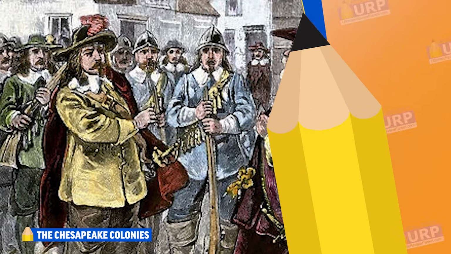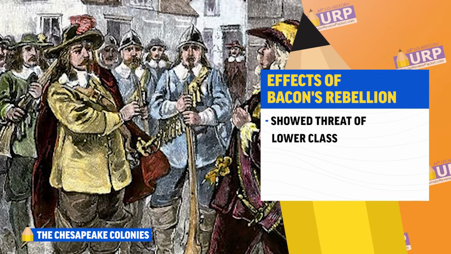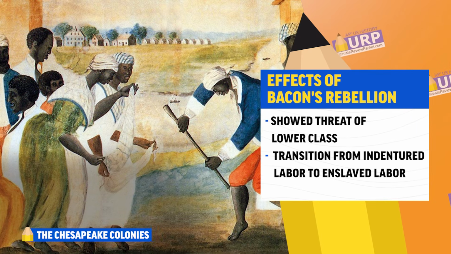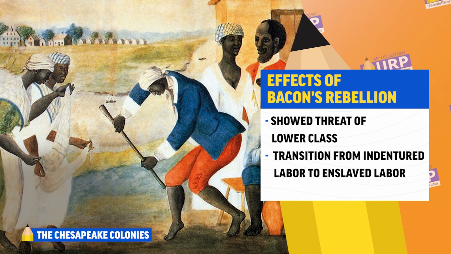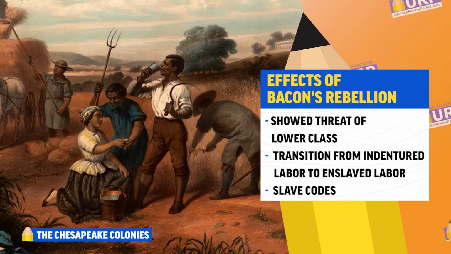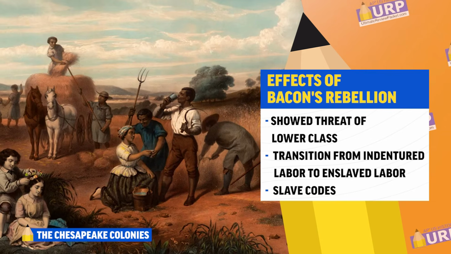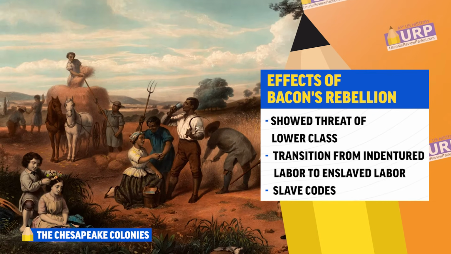Ultimately, the conflict highlighted the threat of the lower classes, especially those former indentured servants, to the power of the wealthy elites. This caused the colony to switch from using indentured servants to instead importing African enslaved laborers. Also after the rebellion, the elites attempted to further separate white and black laborers so that they wouldn't organize against the planter class again. They did this by implementing restrictive slave codes.